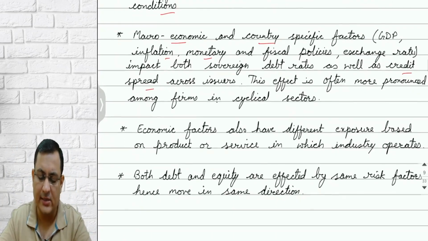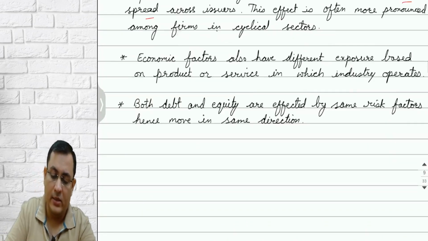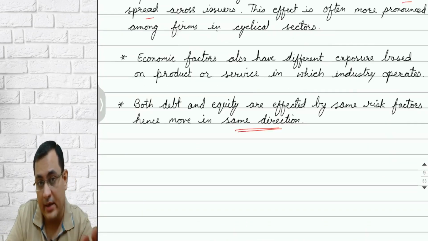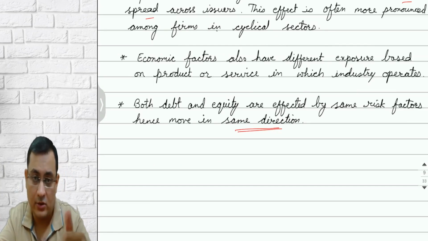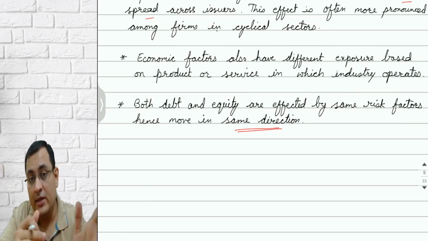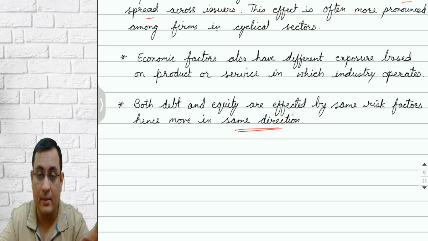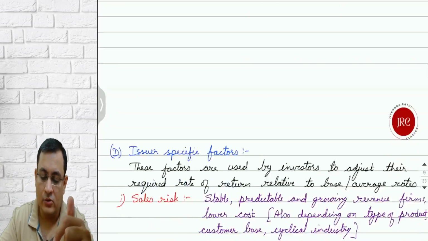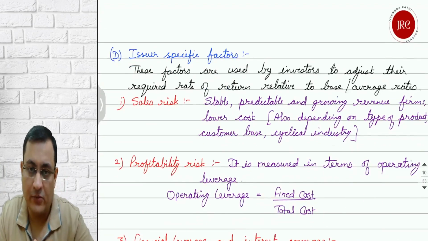The second one is inflation, and they will move in the same direction, because inflation will increase your yield requirement as well as your cost of equity. If recession is coming, both will get impacted negatively. So next, issuer specific factors.